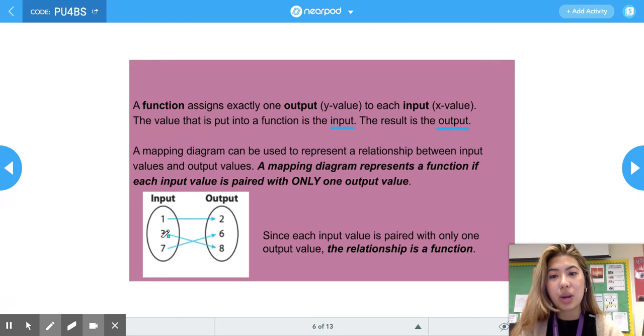And a mapping diagram, which is shown below right here, can be used to represent a relationship between input values and output values. A mapping diagram represents a function if each input value is paired with only one output value. So that means that there can't be multiple outputs for the same input. So in this case, since each input value is paired with only one output value, the relationship is a function.